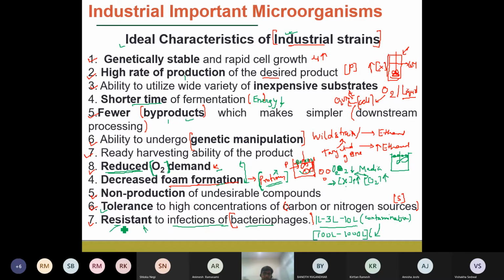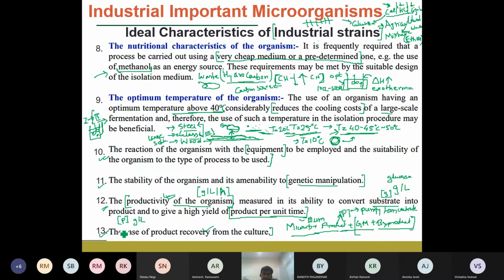And one other thing is that the microorganisms should be resistant to infections or any other contaminants that are there.